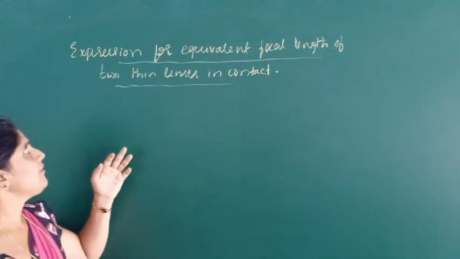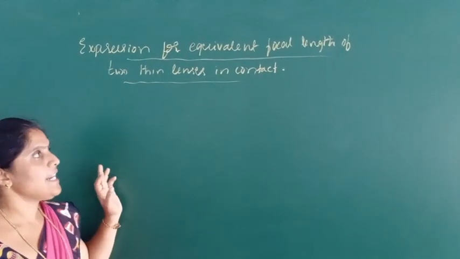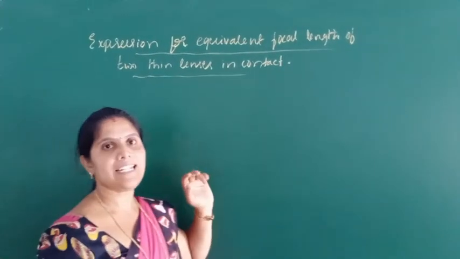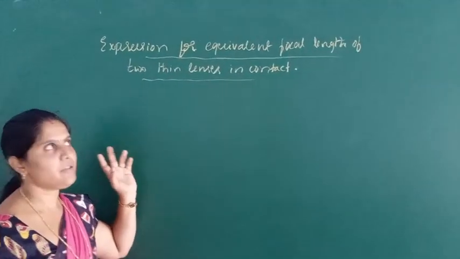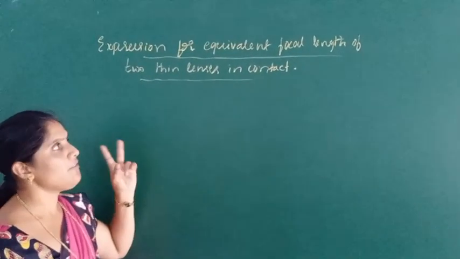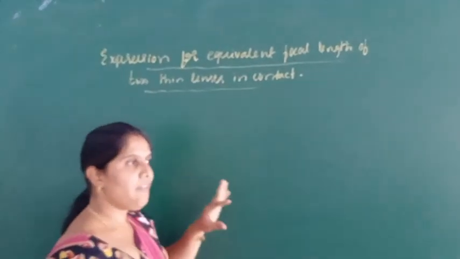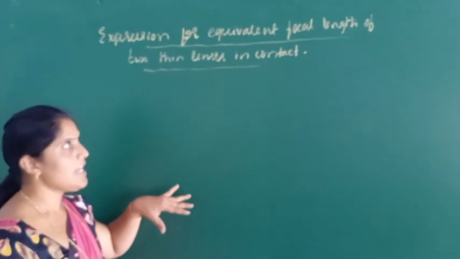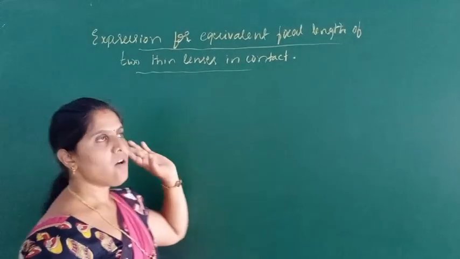Next we shall derive an expression for the equivalent focal length of thin lenses in contact. What is a thin lens? A thin lens is a lens whose thickness is negligible as compared to its radius. So, the equivalent focal length of two thin lenses which are in contact is the effective focal length which produces the same effect as that of the combined lens.